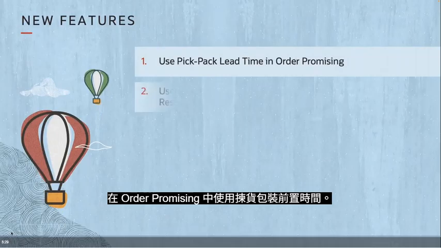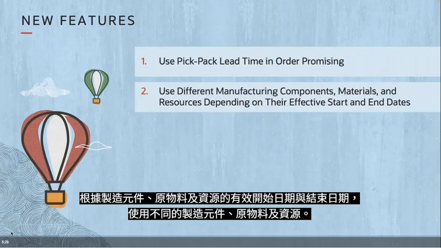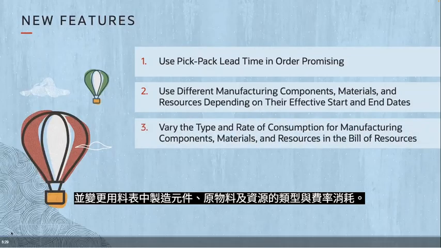Use different manufacturing components, materials, and resources depending on their effective start and end dates. And vary the type and rate of consumption for manufacturing components, materials, and resources in the Bill of Resources.